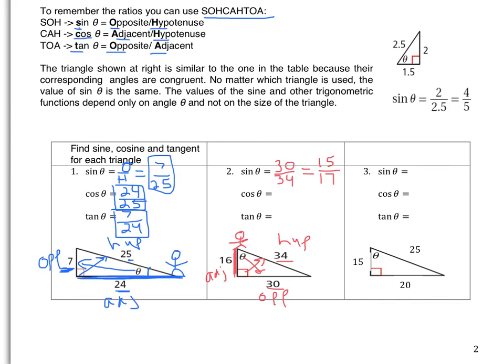And then cosine is this attached side for me, which is 16, over my hypotenuse, which is 34, and again you have to simplify, so that would be 8 over 17. And then tangent, I have my opposite over here over my adjacent, so I have 30 over 16, divide the top by 2 and I get 15, divide the bottom by 2, I get 8.